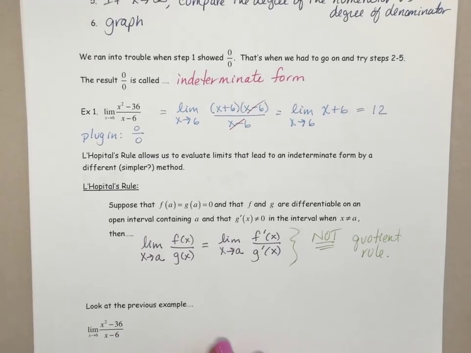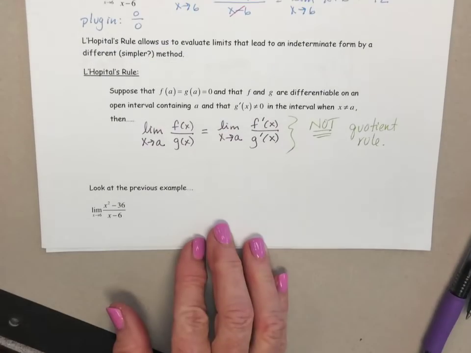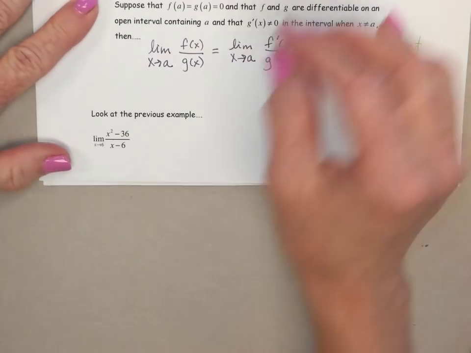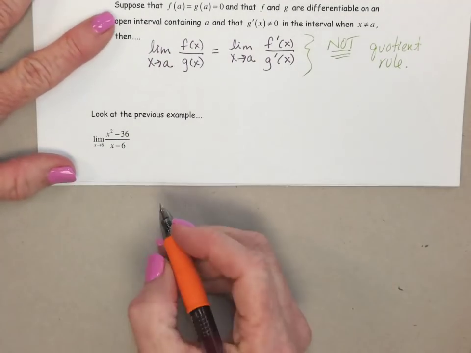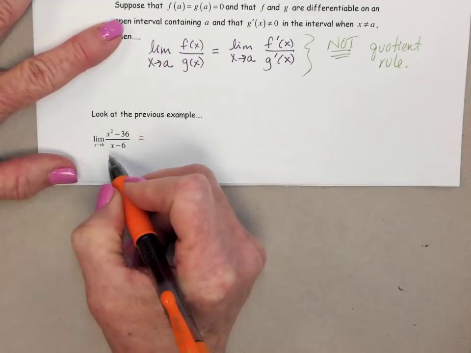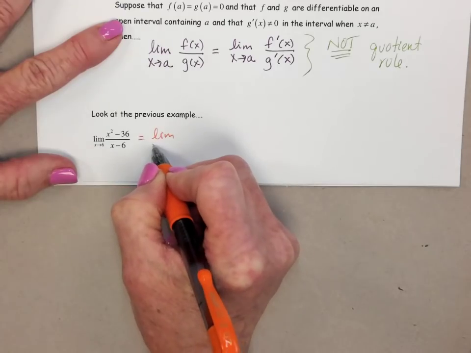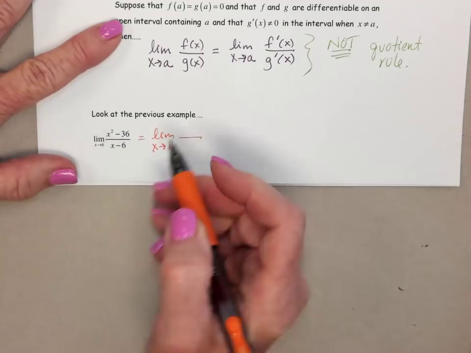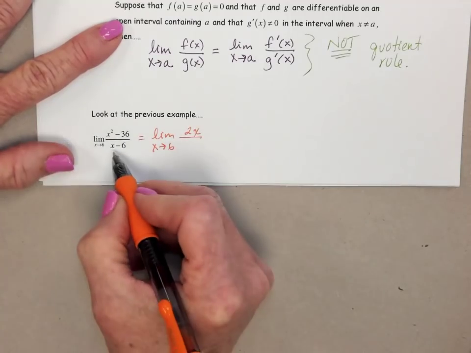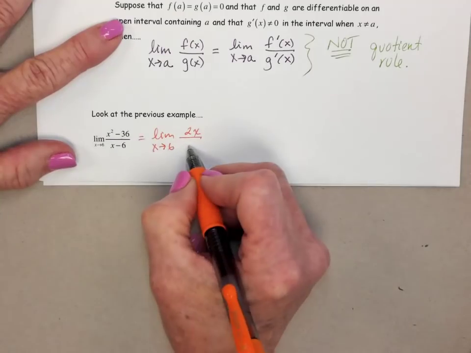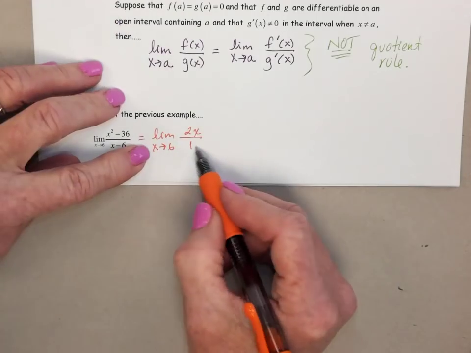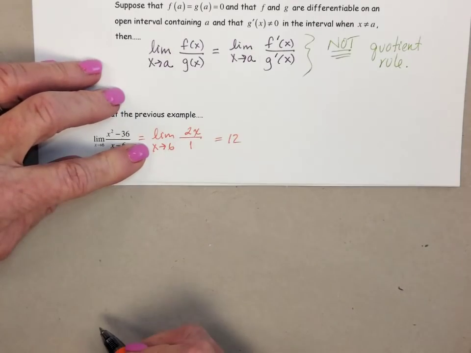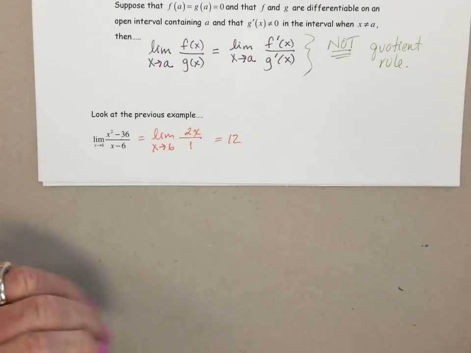So when we look at this previous example, instead of having to factor here, what we could have done is, we know when we plug in, we get 0 over 0. So L'Hopital's rule says that you can find the limit as x approaches 6. Just do the derivative of the numerator, so 2x, over the derivative of the denominator, which is 1. Now just evaluate that, plug in the 6, and we get 12 right off the bat. No factoring. That's pretty cool.